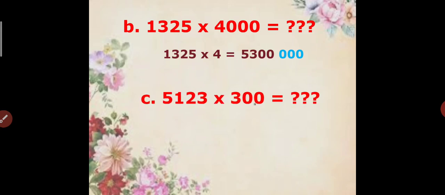Question number C of exercise 3B. 5123 into 300. Here you can see 300 is also a multiple of 10. Can you tell me how we can do the answer simply, in an easy way? 5123 should be multiplied with the 3 first. So you will get the answer 15,369. And how many zeros do we have to add at the end? 2 zeros, that is of 300. 2 more zeros we have to add.